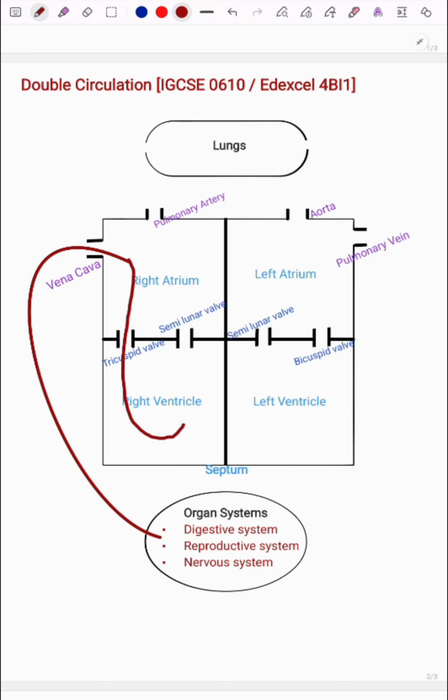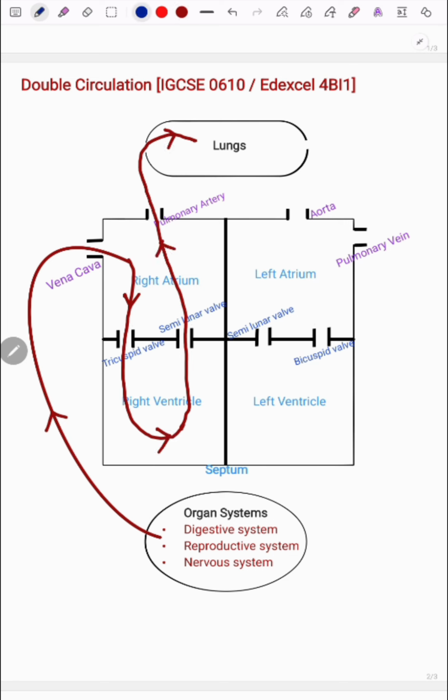From the right ventricle, when the muscles of the right ventricle pump it, blood passes through the semilunar valve and the pulmonary artery reaches the lungs. So you can see, from the organ system, vena cava, right atrium, right ventricle, then directly it goes to the lungs. I will mark the arrows so that you can understand the motion clearly. How does it go? And then it reaches over here in the lungs.